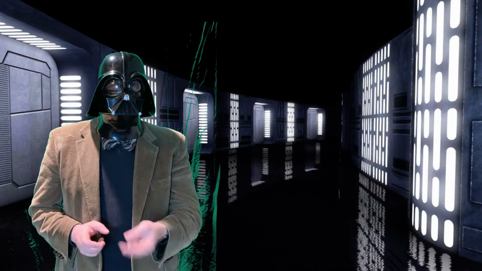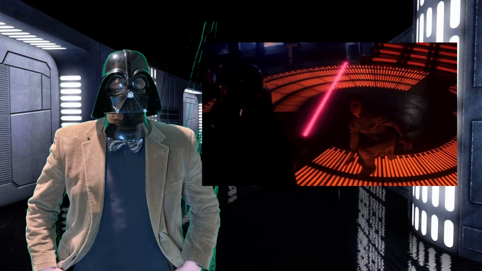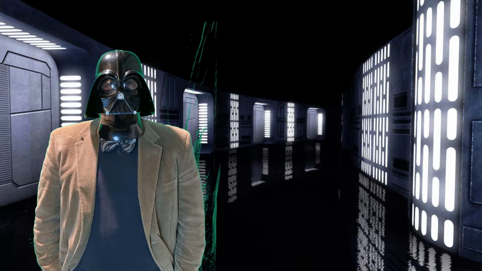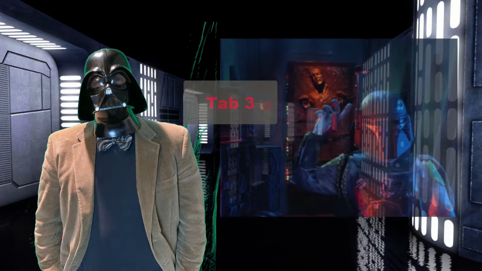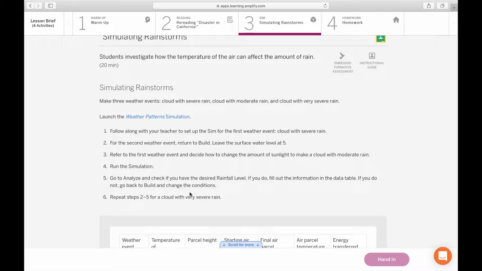Now, while that's not exactly how weather works, it's pretty close, and we can use that to understand weather patterns. Well, let's try this now in a sim. So what I'd like you to do is go to tab 3, and we're going to jump into our sim.